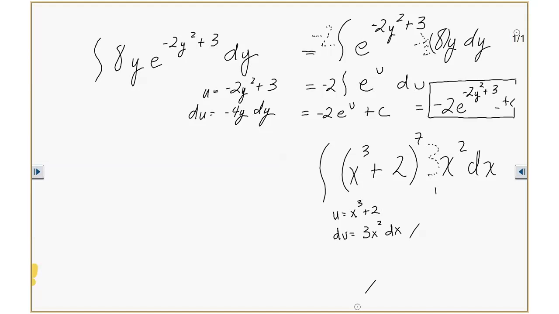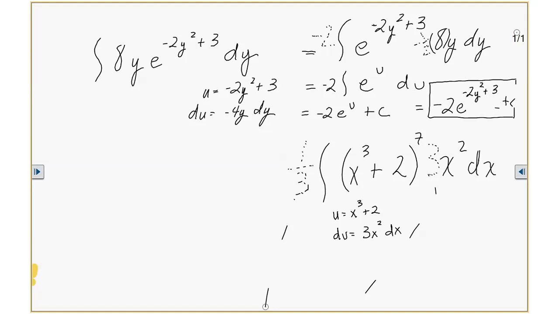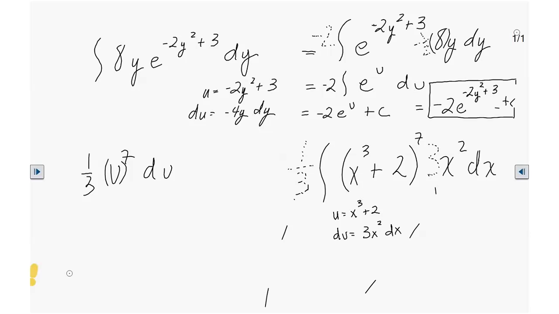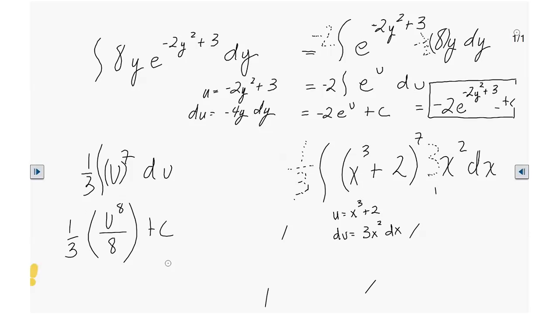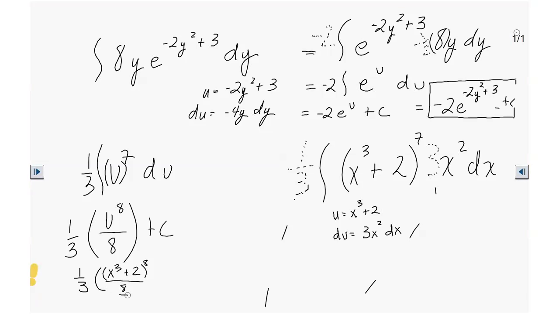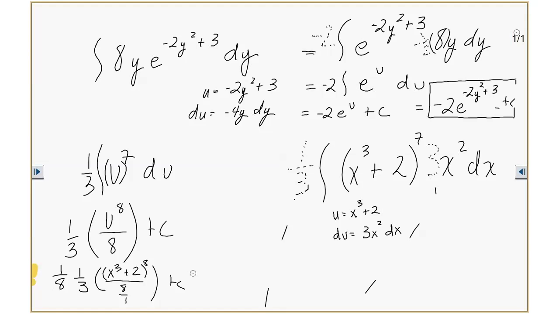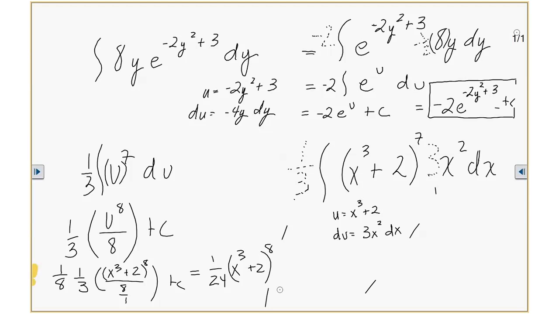So if we add a 3, what do we got to add on the outside? 1/3. So now we have 1/3 u to the 7th du. And now that's going to be u to the 8th over 8 times 1/3 plus c. And then u is equal to x cubed plus 2. So 1/3 times x cubed plus 2 to the 8th power over 8 over 1. And then multiply that 8 over 1, 1 over 8. So your final answer should be 1/24 x cubed plus 2 to the 8th power plus c.